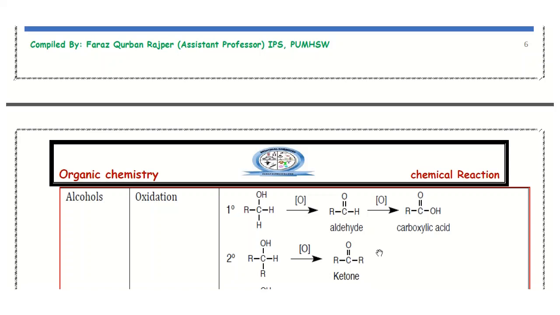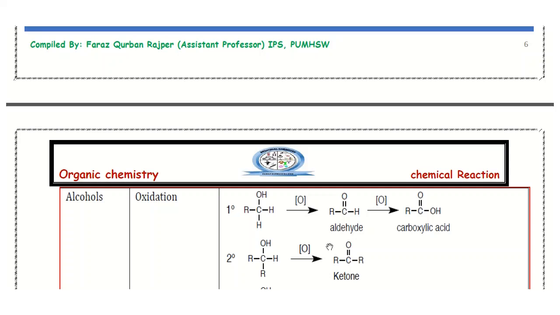Some are primary alcohols, some are secondary, some are tertiary, depending on whether the carbon is bonded with one other alkyl group, two, or three other carbon species. When a primary alcohol undergoes the oxidation reaction, meaning oxygen is added, it will form an aldehyde as a product. Further, if that aldehyde is oxidized, it can be converted into a carboxylic acid.